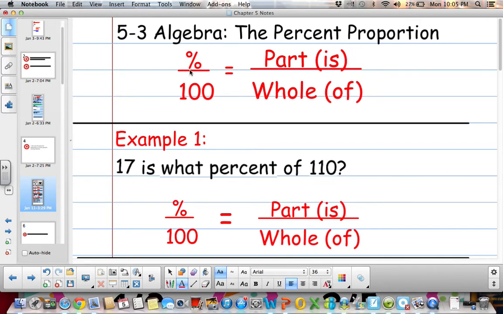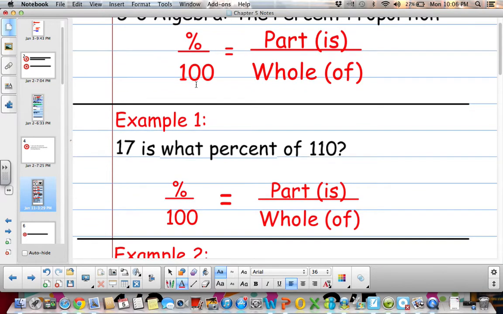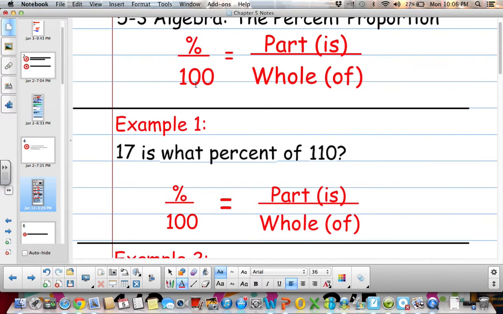The percent proportion, which is on your vocab sheet, so you might want to write this formula down, is percent over 100 equals part over whole, or is over of, which means that it's comparing the ratio of part to whole to the equivalent percent over 100. So what does that mean? Let's do some problems and we will find out.